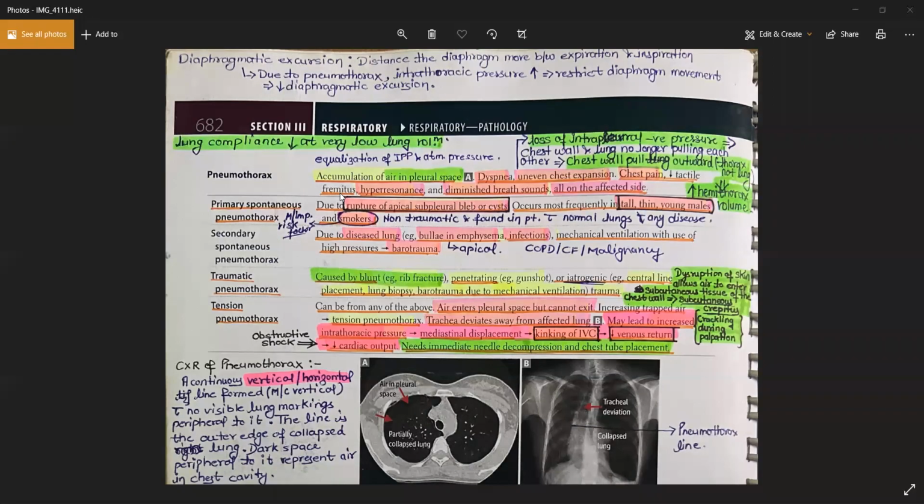Decreased, because you have a loss of vibration due to the loss of movement of the lungs. You will have diminished breath sounds, and all of these things happen on the unilateral side, that means on the affected side.